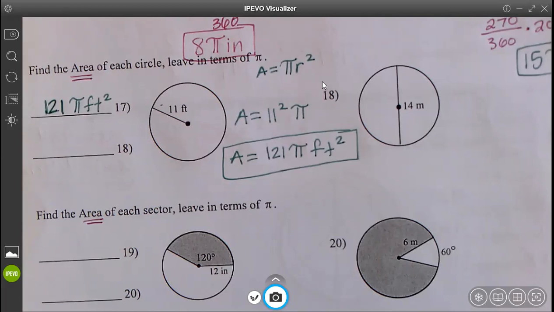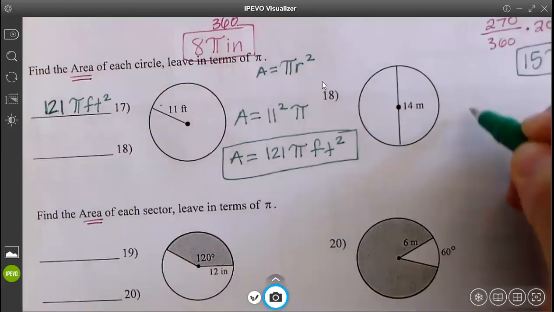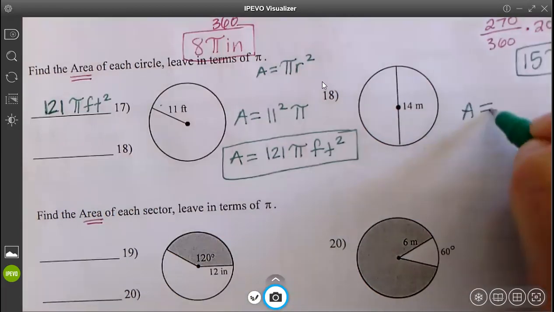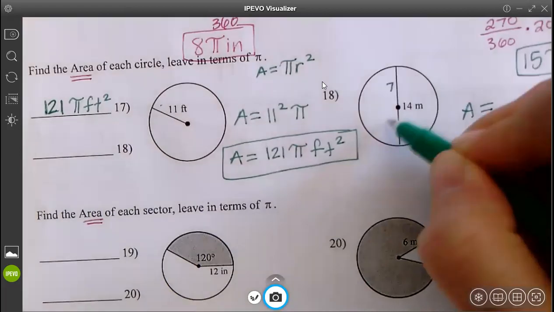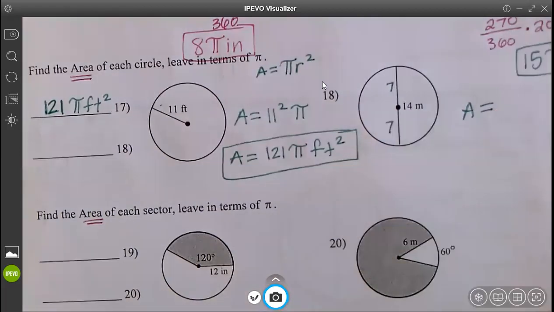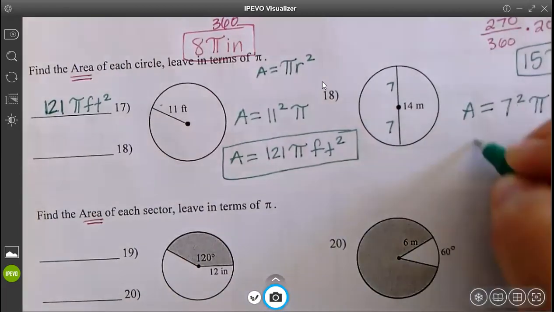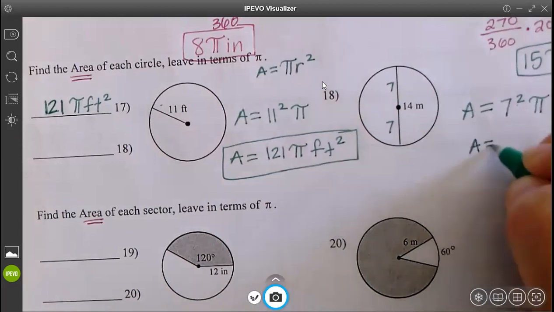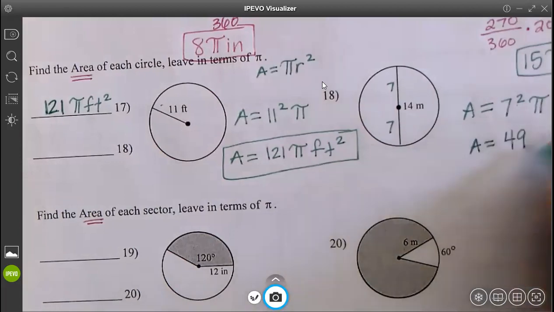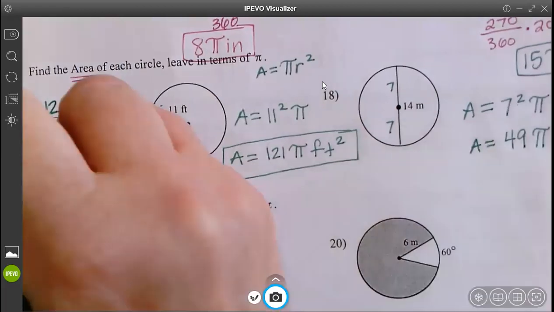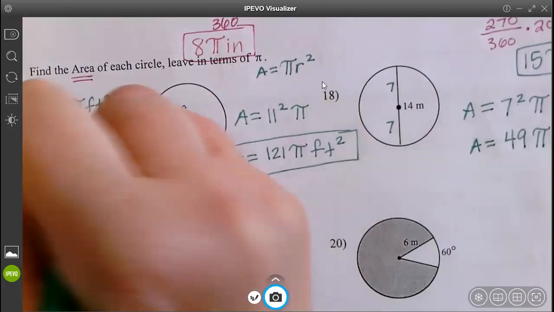Okay, so then the last one here is area equals. Keep in mind that this is your diameter, and we want the radius, so we have to halve that to 7. So it's 7 squared times pi. 7 squared is not 14, so be careful. That's 49 pi meters squared.